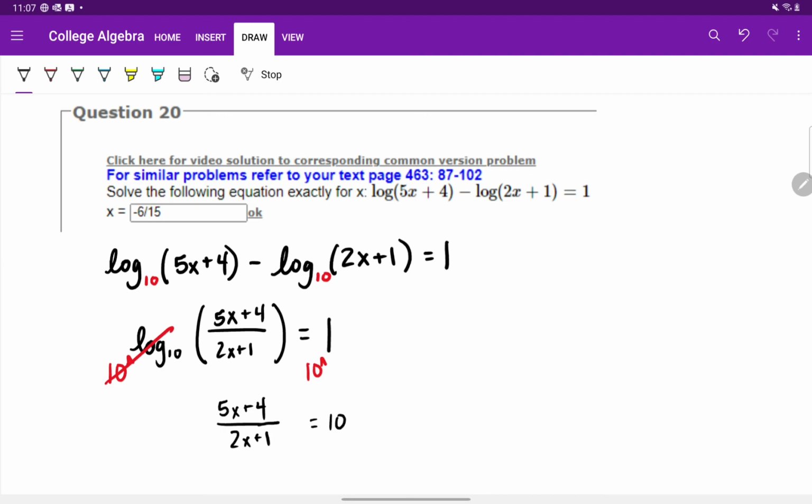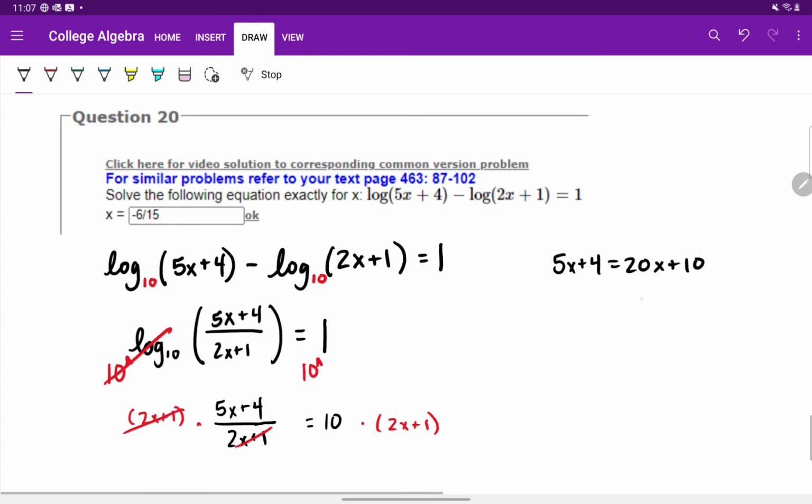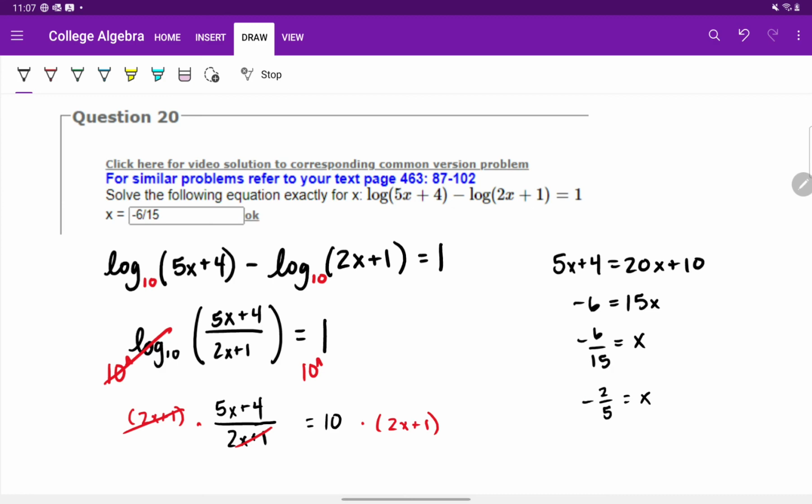Still trying to solve for x, so now it's just a matter of multiplying both sides by 2x plus 1. That will eliminate the denominator on the left. So we have 5x plus 4 equals 20x plus 10. Solve for x by subtracting 5x from both sides and subtracting 10 from both sides, and then divide both sides by 15. We can even simplify that a little bit, which I apparently did not do. You get negative 2/5.